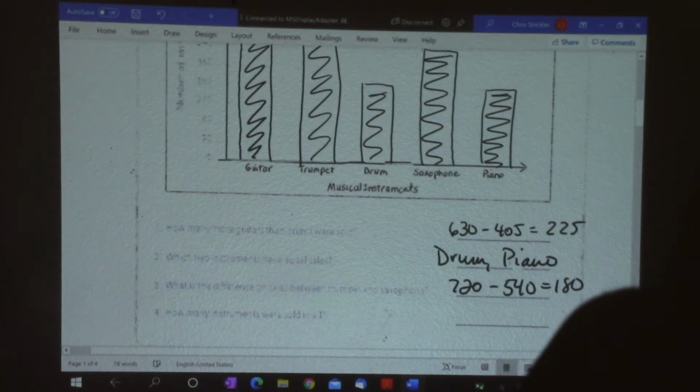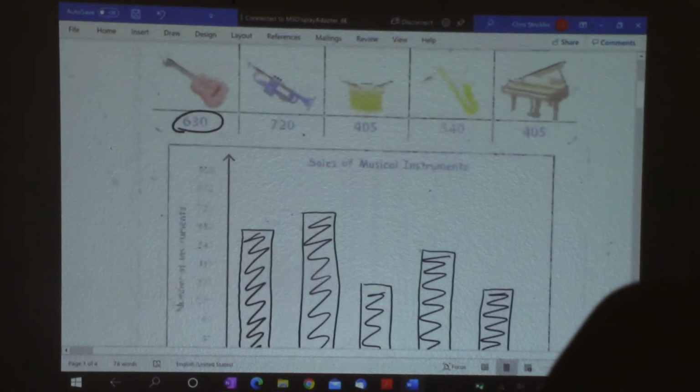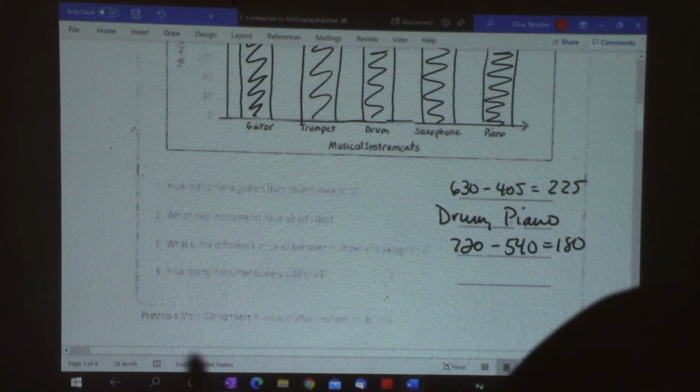How many instruments were sold in all? Well, we'd have to total them all up. So in all means the total. And a total means that you add them all together, and we get 2,700.